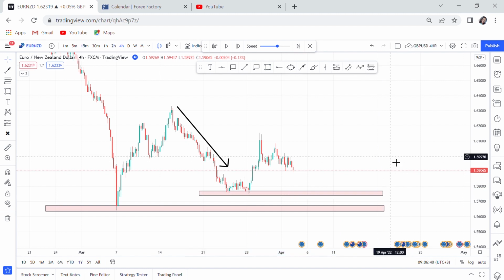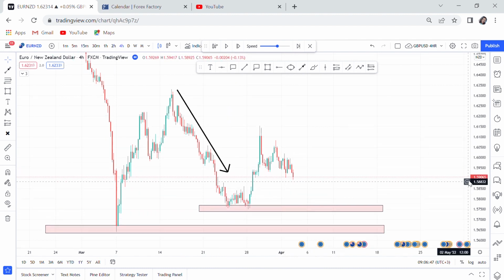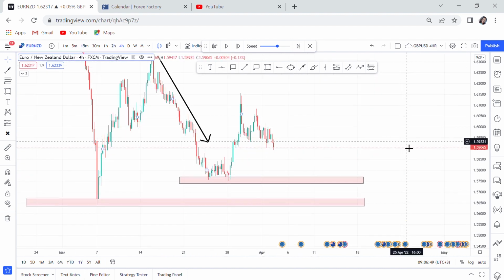Guys, let me tell you something. When you have two zones, now you're working with two zones. If this zone is broken, don't enter thinking that the market is a double bottom. If it is broken, we'll just remove this zone, and now we work with the other zone.